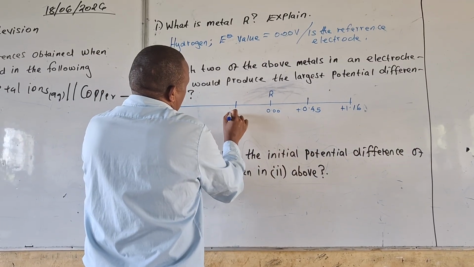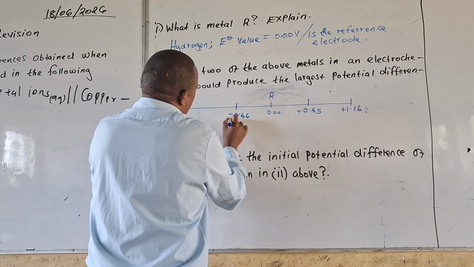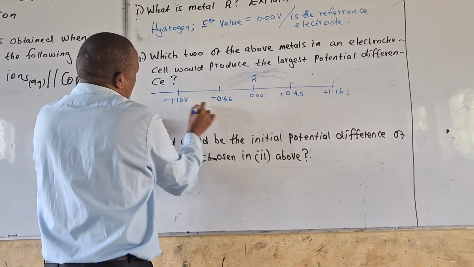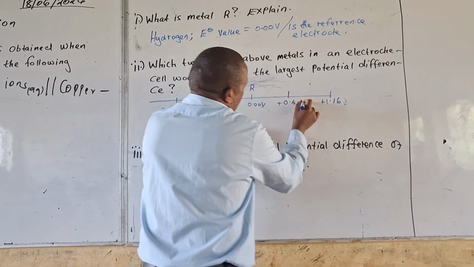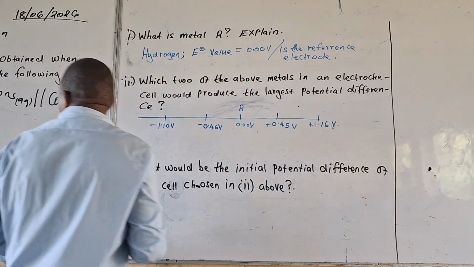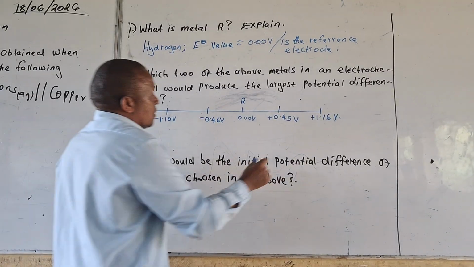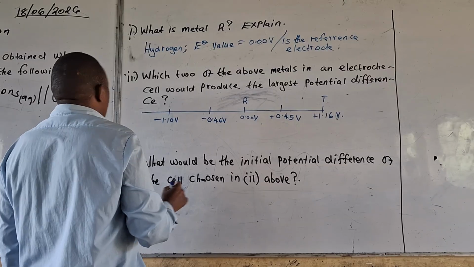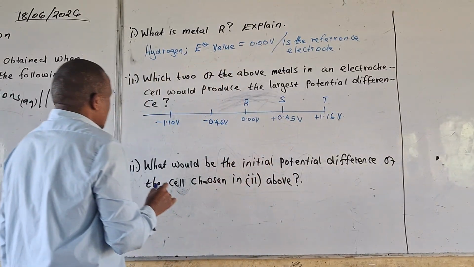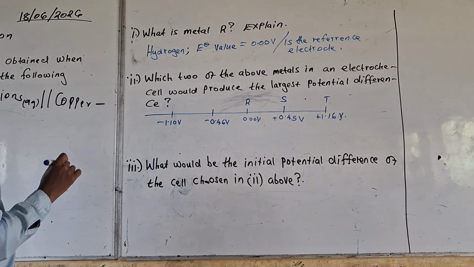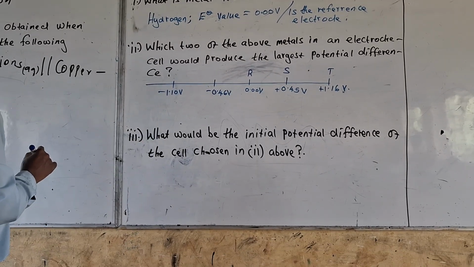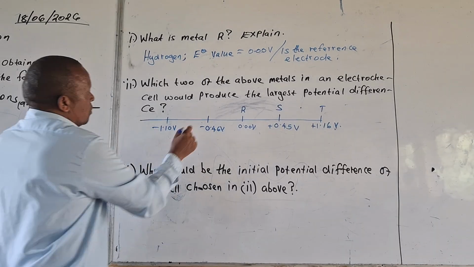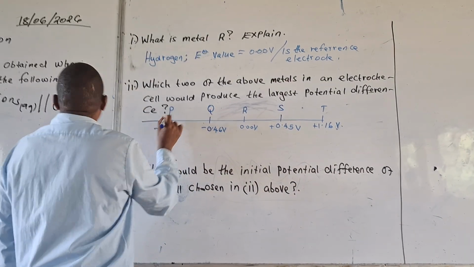Now going behind 0, we read negative 0.46 and then negative 1.10 volts. All these are volts. Now positive 1.16 belongs to T. So this is metal T. 0.45 belongs to S, that is metal S. Then 0.00 is R, negative 0.46 is Q, and then this is P, like that.